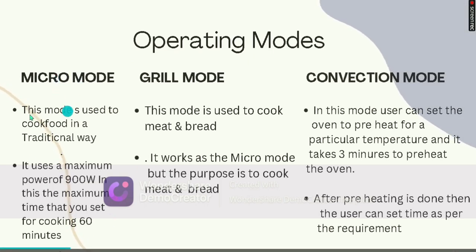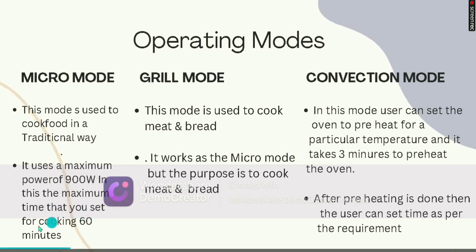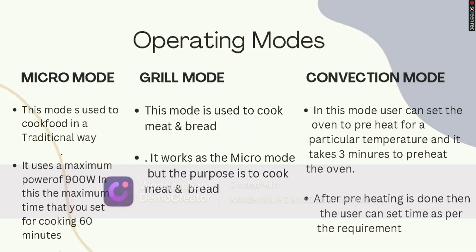In micro mode, this mode is used to cook food in a traditional way. It uses a maximum power of up to 900 watts. In this, the maximum time that you can set for cooking is about 60 minutes. Micro mode is best for reheating food, cooking vegetables and simple meals.